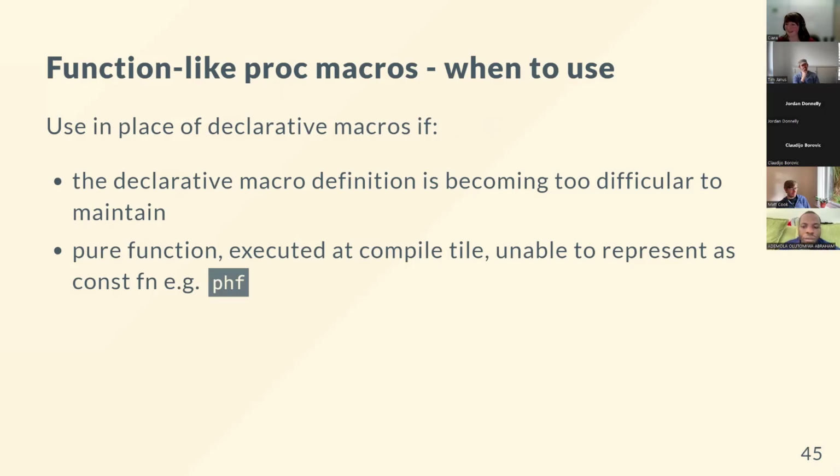You can have a lot of complicated matches. So if it's becoming too difficult to maintain, and you want something that's a bit more manageable, you might end up switching to a proc macro. The other example he gives, which I have not heard of before, is if you have a pure function which is executed at compile time and you're unable to represent it as a const function. And he gives this example of the crate PHF, perfect hashing function, which uses it for this exact reason.